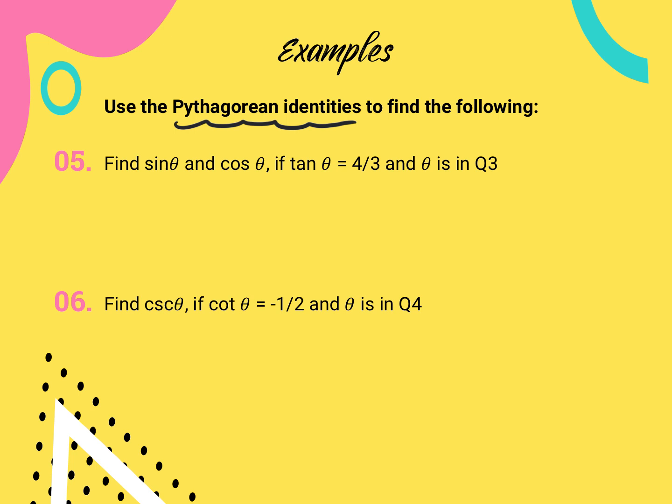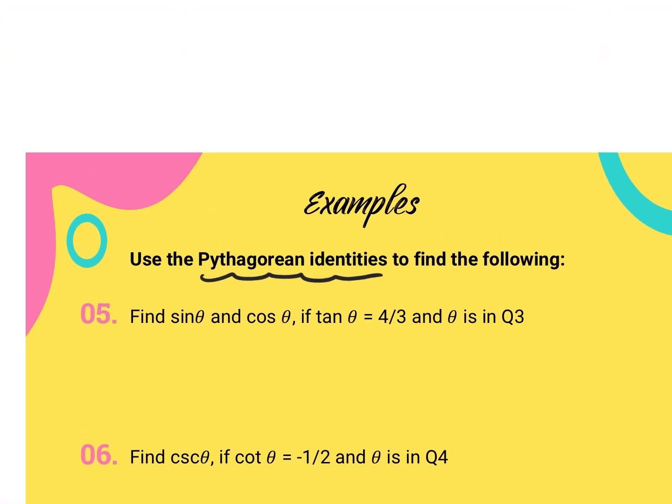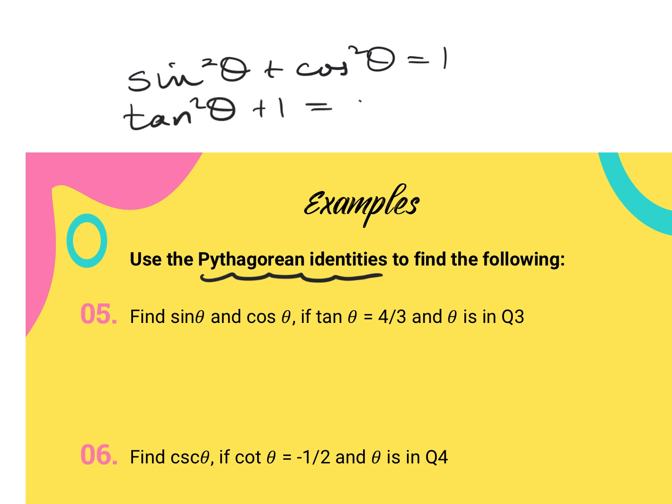Okay, so again, the instructions say to use the Pythagorean identities to find the following. The Pythagorean identities that we're going to be using for these problems are the 3 from the previous slide. We're going to be using sine squared theta plus cosine squared theta equals 1. And then the next one is tan squared theta plus 1 equals secant squared theta. And then the third one is 1 plus cotangent squared theta equals cosecant squared theta.